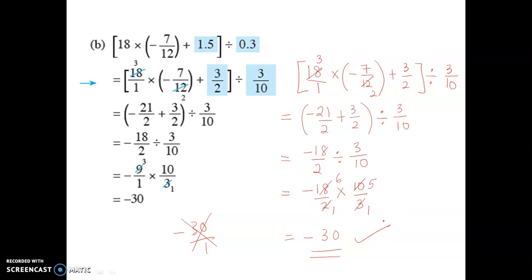So please remember, when you want to solve combined operations involving rational numbers, first you have to convert everything into the form of a fraction. After that, you follow BODMAS rule to solve. So that's all for today. Thank you.